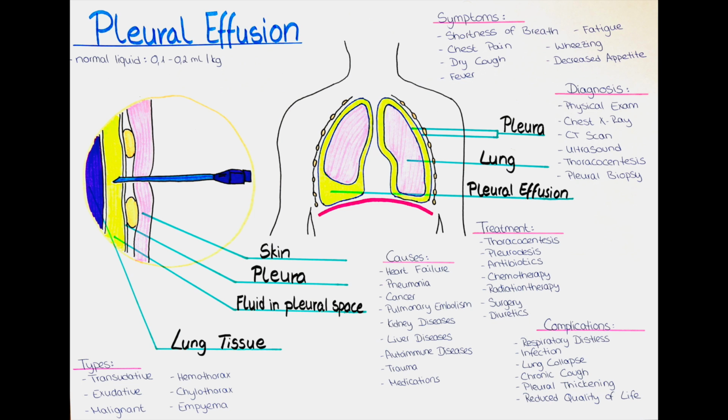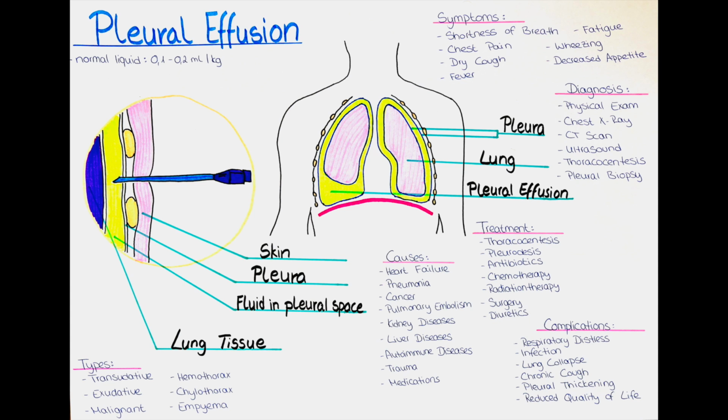A CT scan can provide a more detailed image of the lungs and pleura and can help to determine the cause of the effusion. An ultrasound can provide real-time images of the pleural space and can help guide the placement of a needle during a diagnostic or therapeutic procedure. This procedure is usually thoracocentesis, in which a needle is inserted through the chest wall to remove a sample of fluid from the pleural space. The fluid can be analyzed to help determine the cause of the effusion.